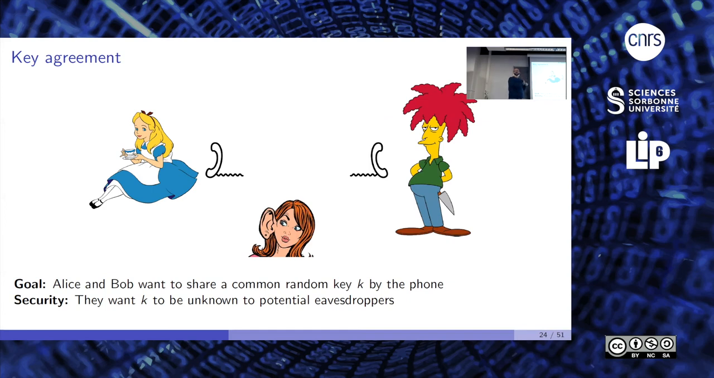The problem is they want to be secure, even if Eve is eavesdropping on the conversation. For example, she can tamper with the communication and she can hear everything that Alice and Bob are saying. So Alice could not just tell Bob, here's the value k, because in this case Eve would learn it, and then the security would be compromised. So just to summarize, Alice and Bob want to find some value k, and they don't want Eve, who is able to eavesdrop on the communication, to learn the value of k.